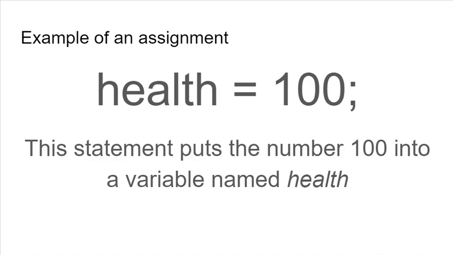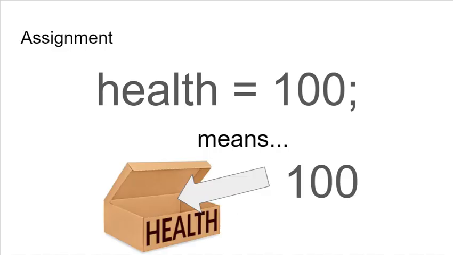But this means take the thing on the right and put it in the thing on the left. So what we're doing here is taking that value on the right and putting it in the memory location on the left. Remember, that thing is a shoebox. We're taking the number 100 and putting it in the shoebox. Take the thing on the right, put it in the thing on the left.